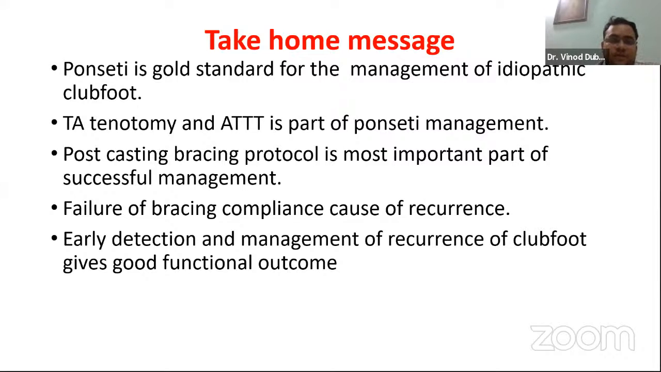And the post-casting bracing protocol is the most important part in successful Ponseti management of CTEV. It has to be stressed each and every time the child or the parent comes to your clinic. You have to stress the importance of applying the bracing protocol till 4 to 5 years of age. The most common cause of recurrence is failure of bracing. Basically, compliance is the most important cause of recurrence. And early detection and management of recurrence of clubfoot gives a good functional outcome on a long-term basis.